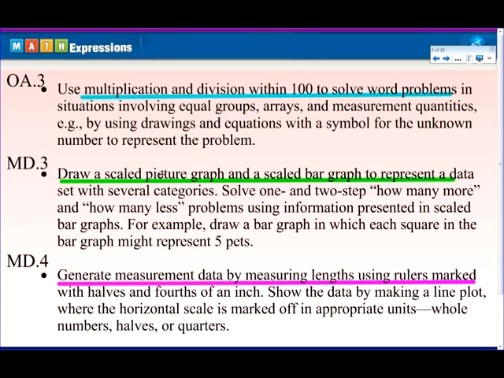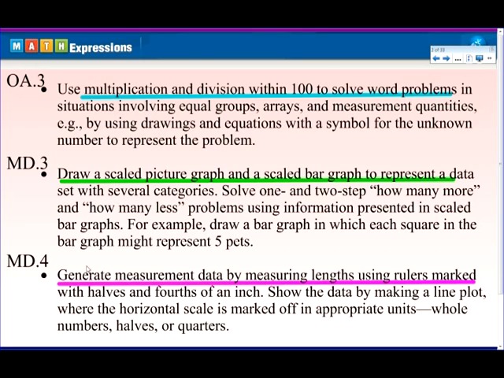We also want to draw a scaled picture graph and a scaled bar graph to represent data. Well, we started to do some of that last week when we did pictographs. So you guys are understanding that those pictures represent those bars, and for some of us they represented pets or food or ice cream or something that we like to collect. So you're starting to understand how that works.